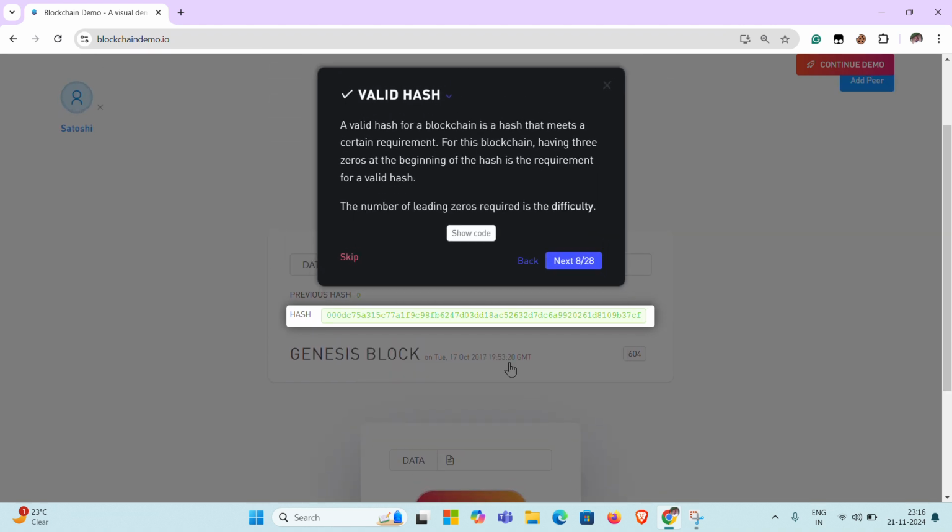Next one, valid hash. Every blockchain maintains leading zeros at the beginning of the hash. Here, having three zeros at the beginning of the hash is the requirement for a valid hash. The leading zeros are referred to as the difficulty. Difficulty is nothing but how many leading zeros are there in your hash.